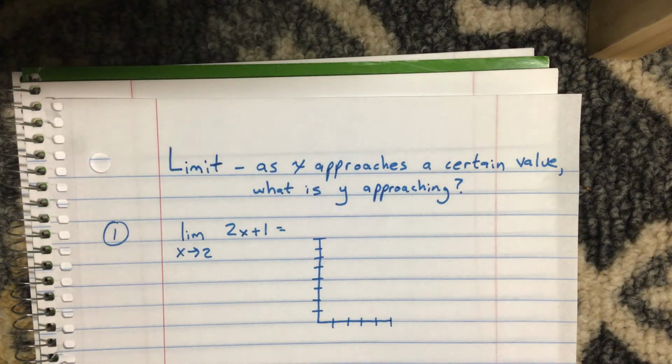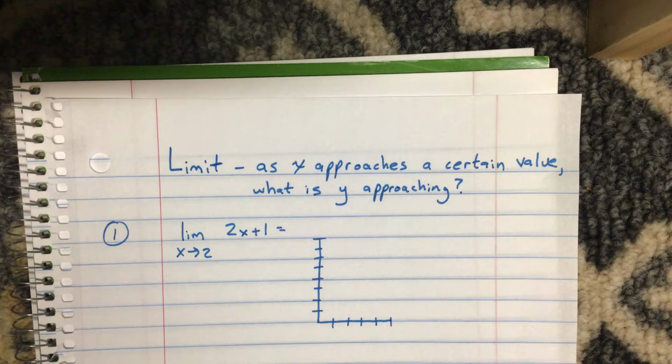Okay, so I'm going to describe the limit to you. My definition is as x approaches a certain value, what is y approaching? So that's the question you ask yourself when you're thinking about limits. What is y approaching? So the answer to a limit question is the y value. So I'm going to give you 4 examples.